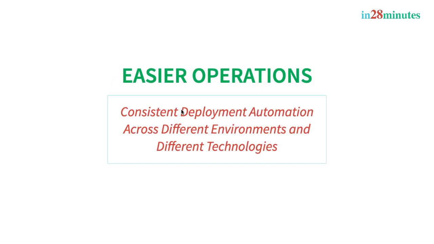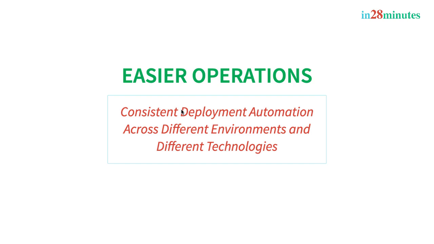Now, let's take the perspective of your operations team. As far as the operations team is concerned, they don't really need to worry about what's inside the Docker image. As long as the Docker image is good and it's able to run an application, you can take it and deploy it wherever you would want to. So you have consistent deployment automation across different environments and different technologies. Since your deployment procedures don't really change when a technology changes or when you have a different environment to be created, it makes operations very, very easy.